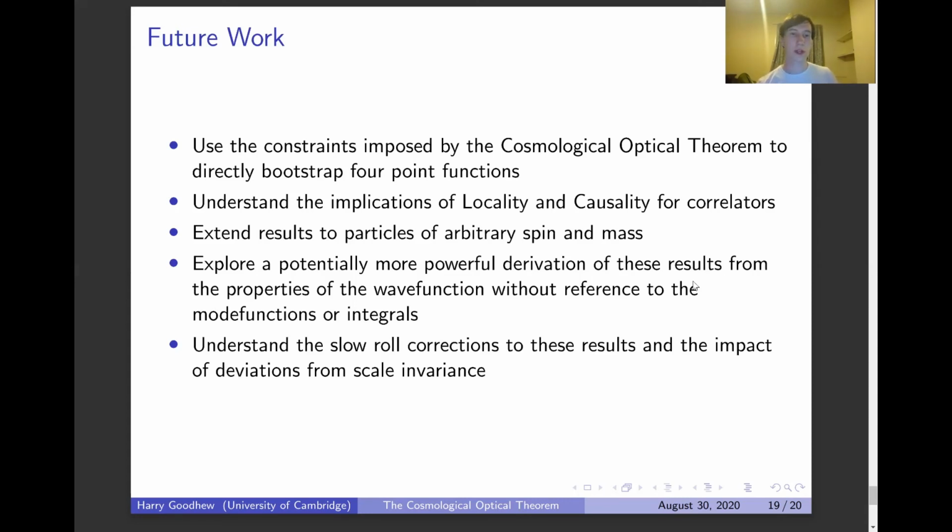An avenue we've also been exploring is that it may be possible to derive these results in a more natural and powerful way from the properties of the wave function and its symmetries, rather than having to refer to the form of the mode functions and performing time integrals. This would represent a way of extending this to arbitrary spin, as understanding just how the wave function behaves would be a more powerful tool. And finally, understanding this in a more generic spacetime, where we allow slow-roll corrections, and also allow deviations from scale invariance. This is for more speculative models.